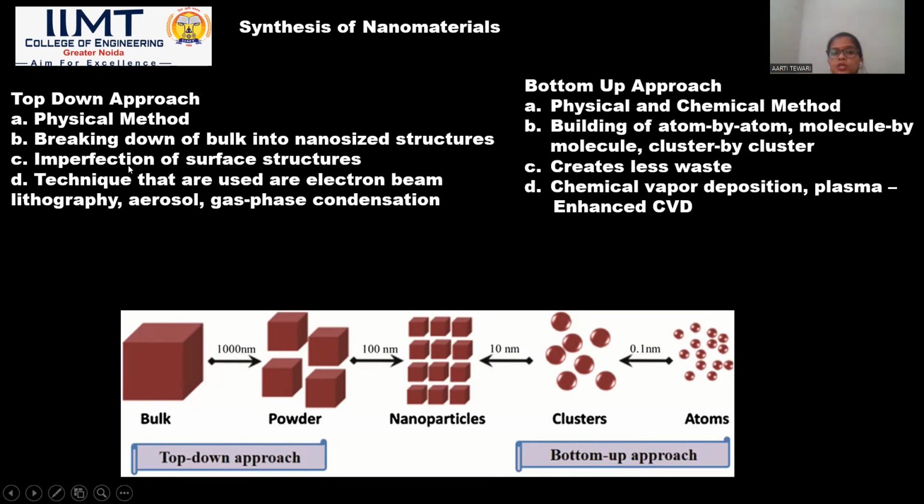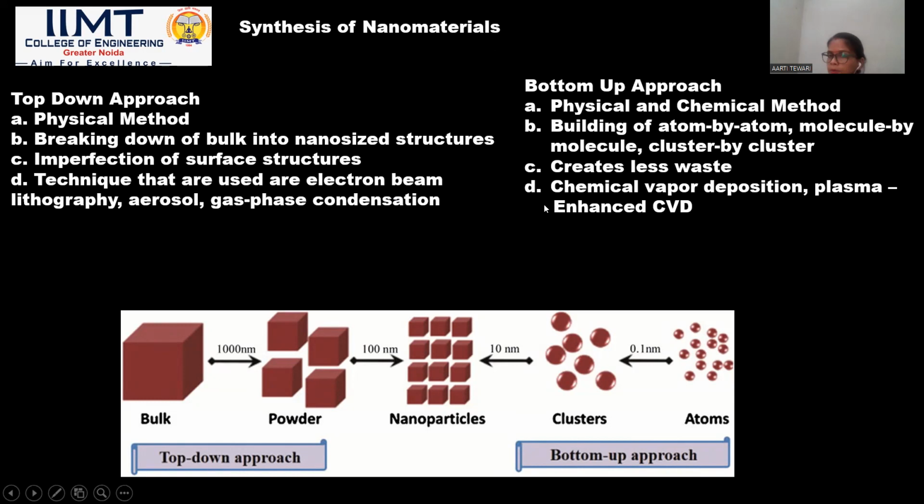What's the disadvantage? There are imperfections on the surface. Whatever nanostructures you prepare from top-down approaches are actually imperfect, with a lot of imperfections. Some of the top-down techniques are electron beam lithography, aerosol, and gas-based ionization.